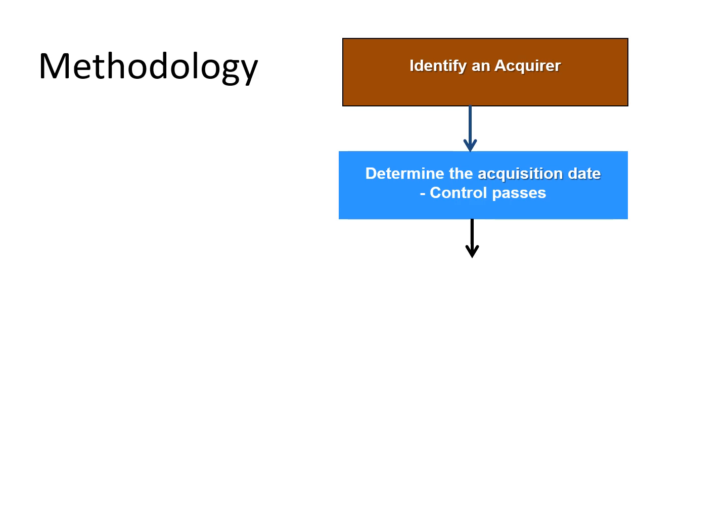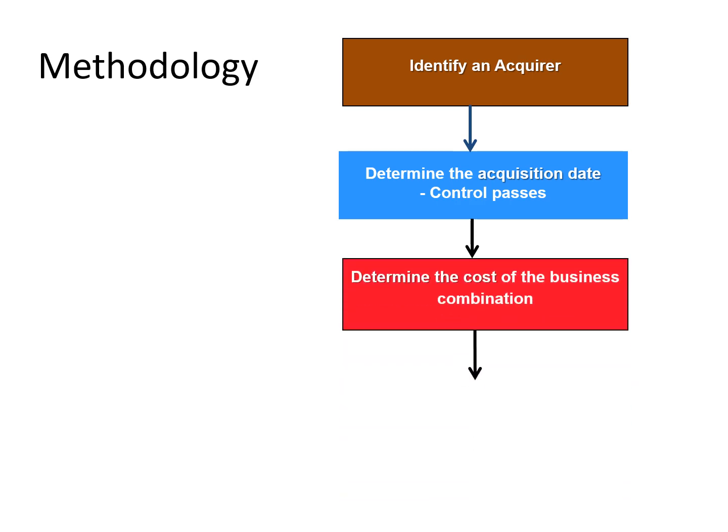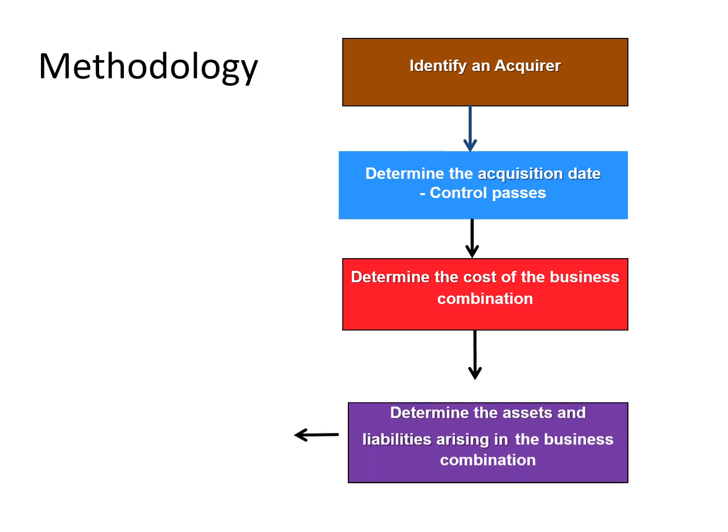But once we've determined the acquisition date, hopefully it's a date that's current or in the future, then we go to the next step. Determine the cost of the business combination. What is changing hands? Are there shares? Is there cash? Is there going to be a swap of assets? All of that must be taken into consideration, and everything is measured at its fair value.